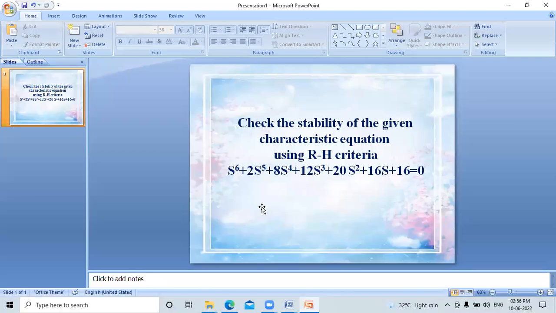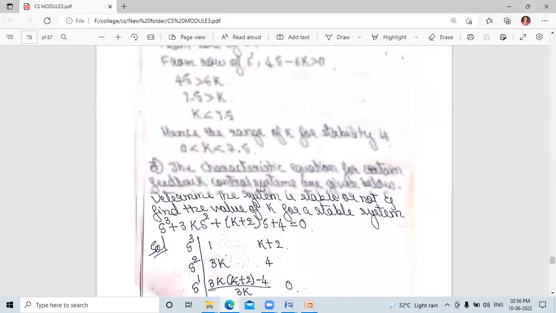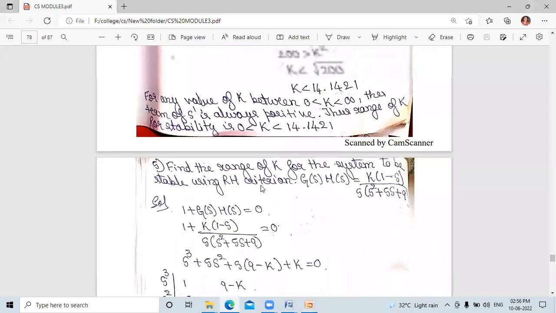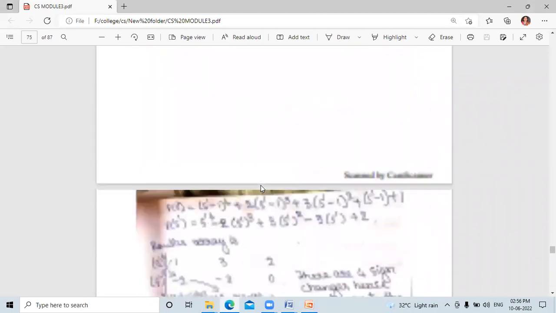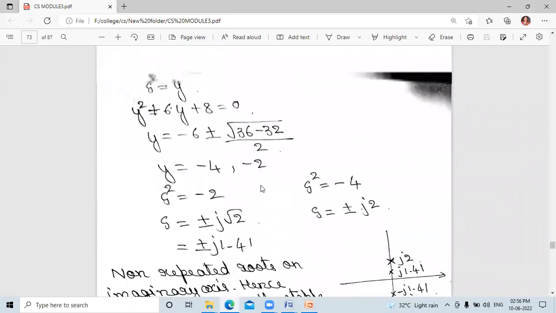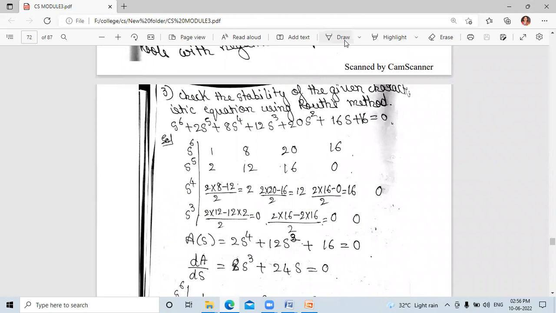Now we shall see the solution of that question. They have asked you to check the stability of that equation. Using what? Using Routh criteria. This is the question: check the stability of the given characteristic equation using Routh criteria. This is the question they have given.